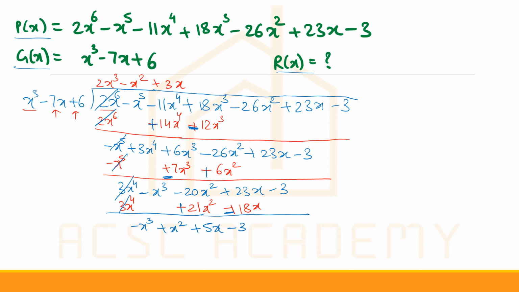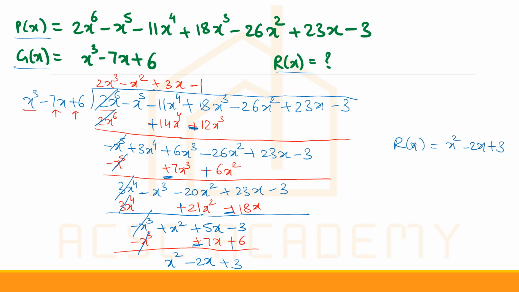Now the last iteration will give minus 1 as the quotient, minus x cube over here, plus 7x and minus 6. So now we will be getting the remainder, that is x squared. Here the sign will be changed, plus 5 and minus 7. So it will be minus 2x, and here plus 6 minus 3. So we get plus 3. Hence we got the remainder as x squared minus 2x plus 3.